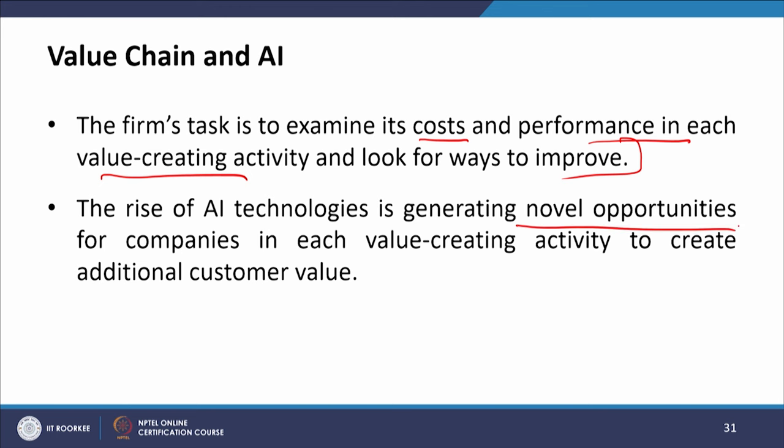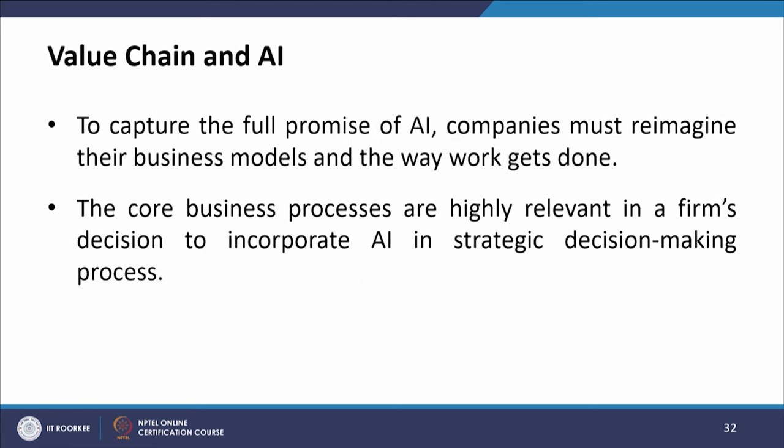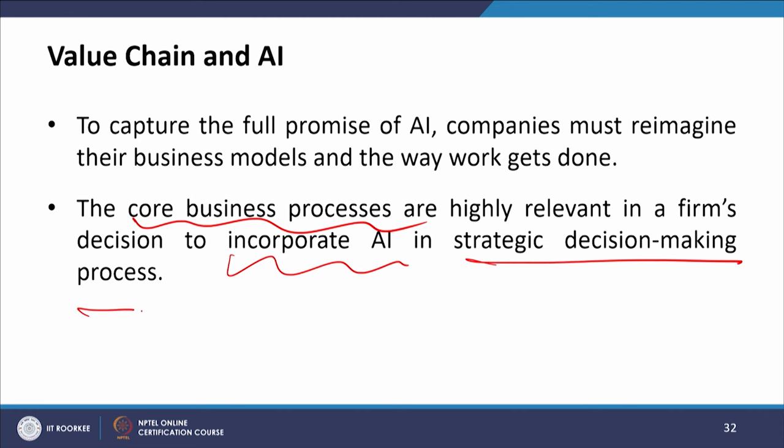So, now with AI, we can have novel opportunities for companies in each value creating activity to create additional customer value. To capture the full promise of AI, companies must reimagine their business models and the way work gets done. The core business processes are highly relevant in a firm's decision to incorporate AI in strategic decision making processes. So, these core business processes define how to incorporate AI in the strategic decision making process.